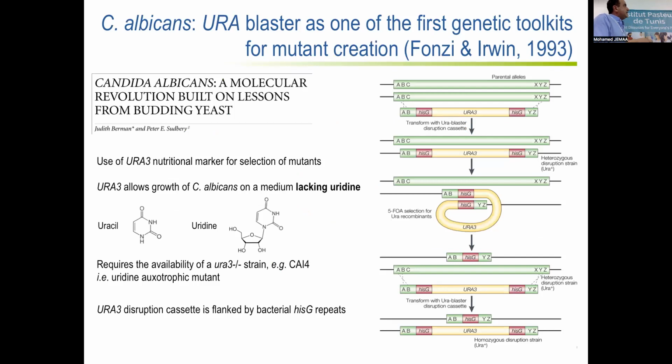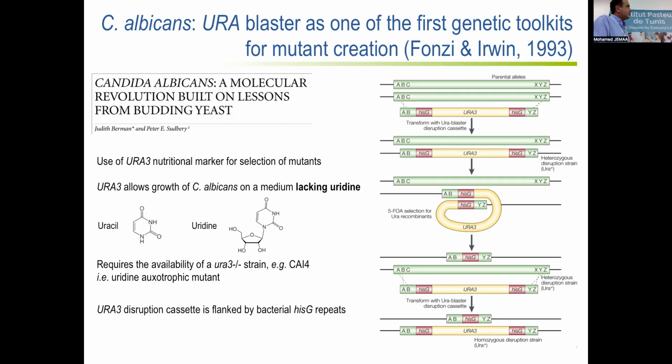So one of the first genetic toolkits for mutant creation was developed by Fonzi and Irwin in 1993. It relies on a tool that was used in Saccharomyces cerevisiae, called the URA-Blaster. The URA-Blaster uses the URA3 nutritional marker for selection of mutants, okay? And URA3 allows the growth of Candida albicans on a medium that lacks uridine.